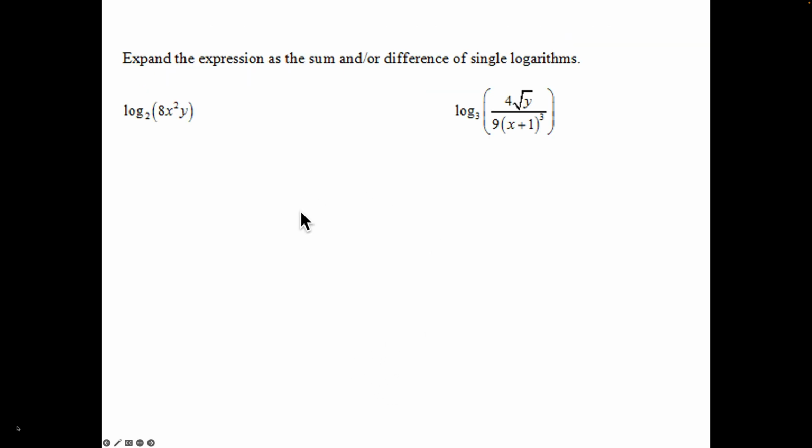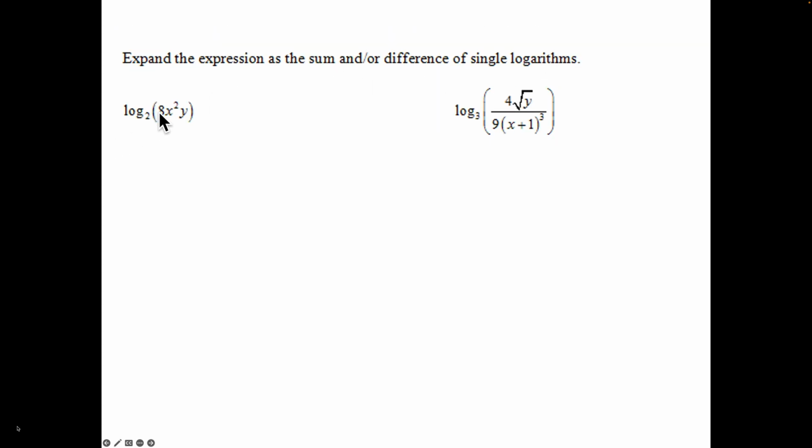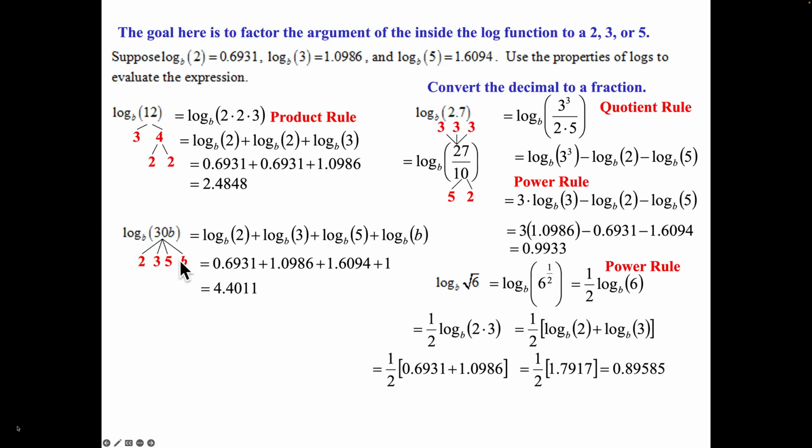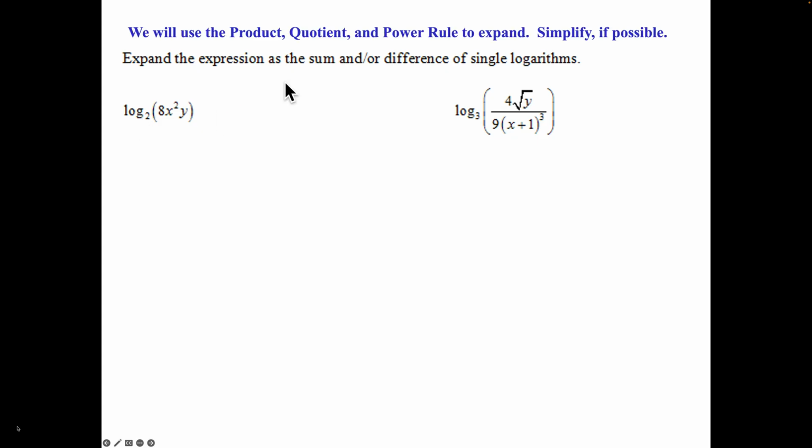Next, the directions will say expand the expression as the sum and or difference of single logs. So I see 1, 2, 3 factors. Well, just like you saw here, 1, 2, 3, 4 factors, 4 individual logs. Okay, 3 individual log base 2's. So time for the product rule first. Log base 2 of 8 plus log base 2 of x squared plus log base 2 of y. This one, nothing else I can simplify.